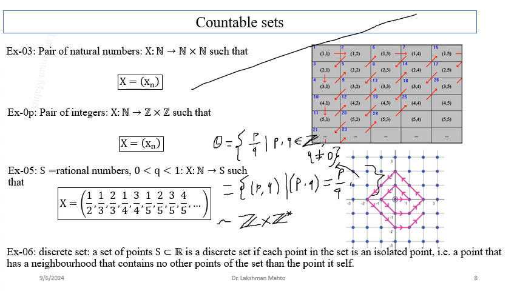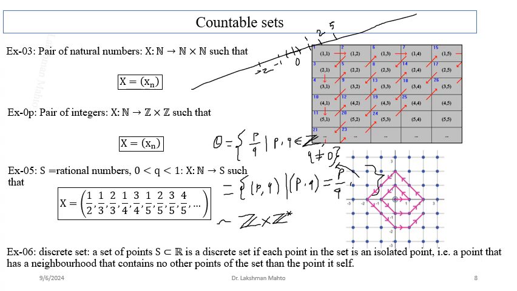Take an even line here, and take integers: 0, 1, 2, 3, then here minus 1. Then always you can come up with an interval like this way. Here you can come up with an interval like this, epsilon. Take epsilon less than 0.5. What will happen? This interval will contain only 0, no other integer.